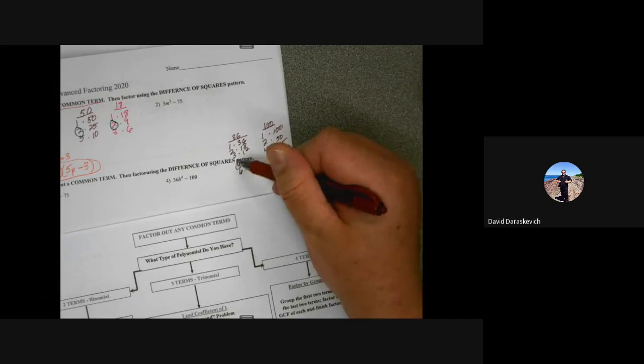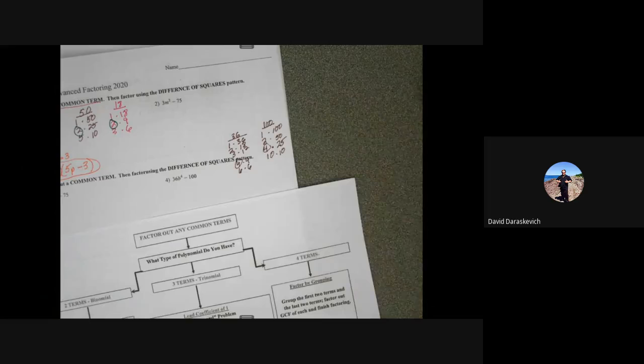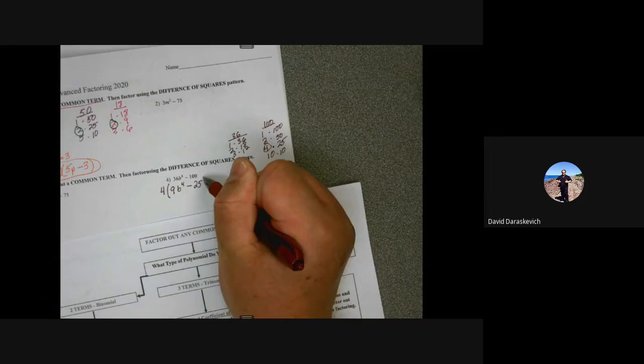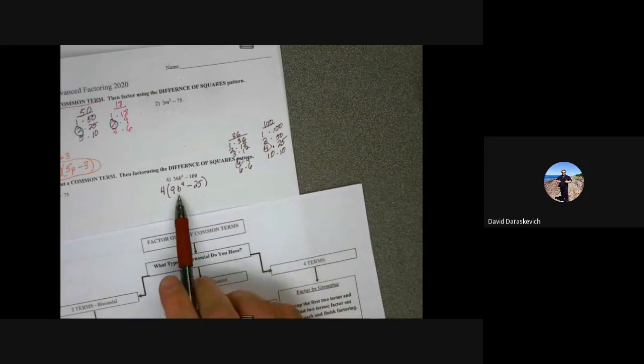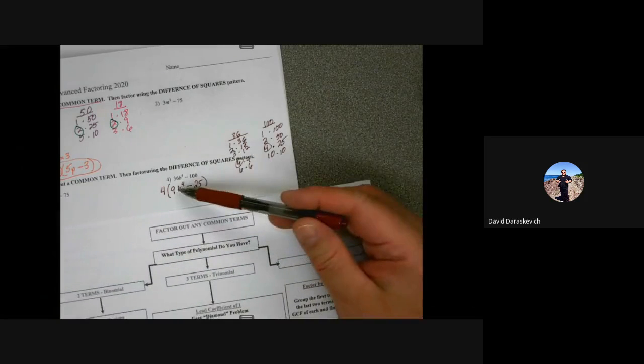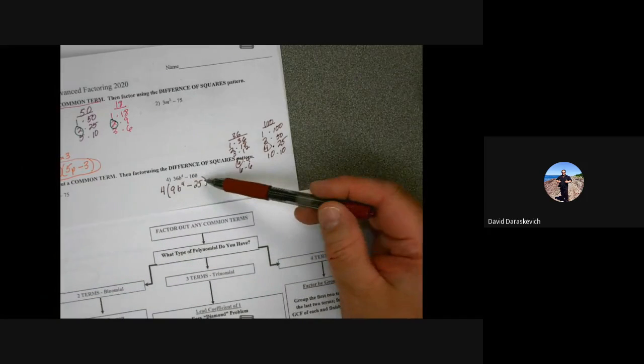What do we got? 4? 4 is the only one, right? It's the highest. So I'm going to take out a 4. And I got 9b to the 4th minus 25. And again, 9 and 25, we know they're perfect squares. So we have a difference of squares.